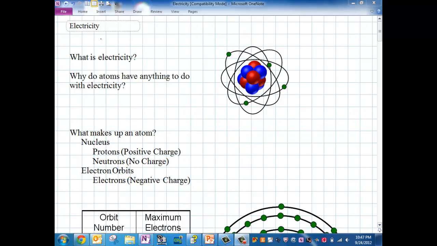Today's lesson will be on electricity, and I have a few questions to prompt you with at first, and then we'll go from there to learn about what these all mean. So we're going to look at a couple things here. First, the smallest building block of matter around us, the atom.